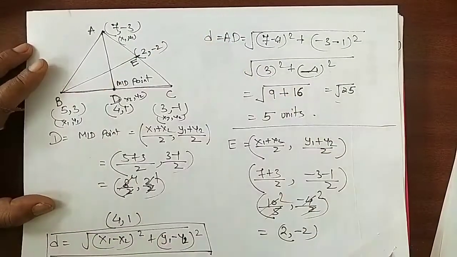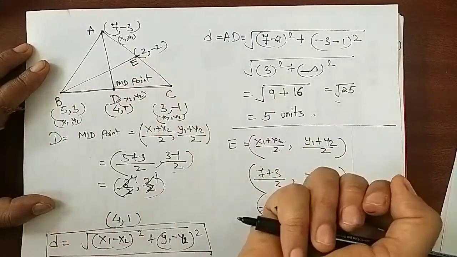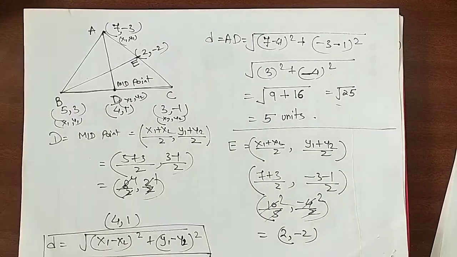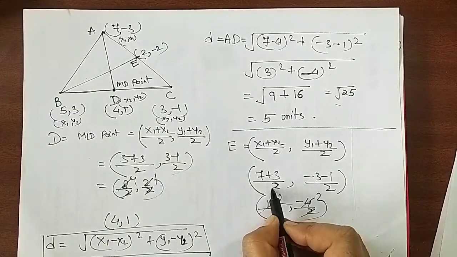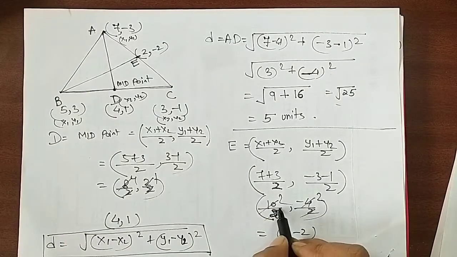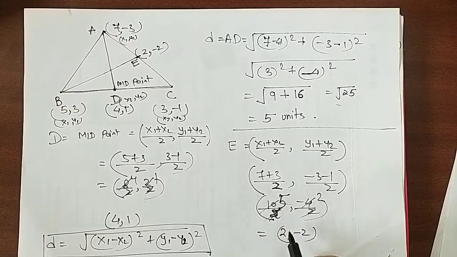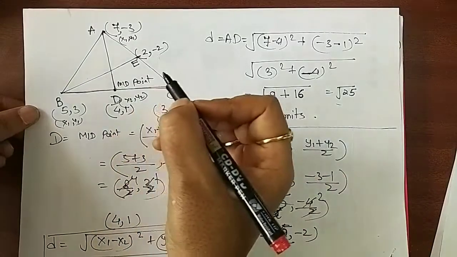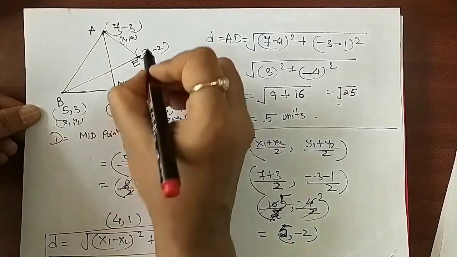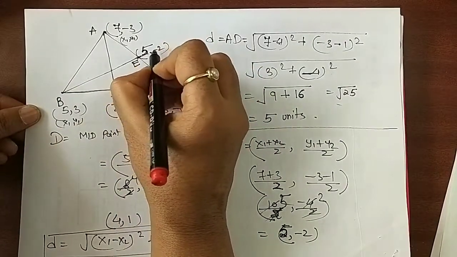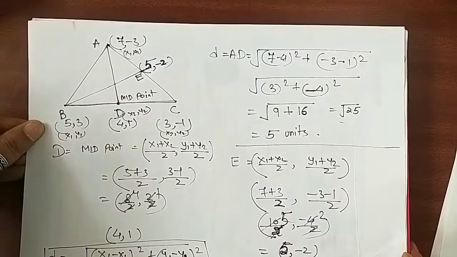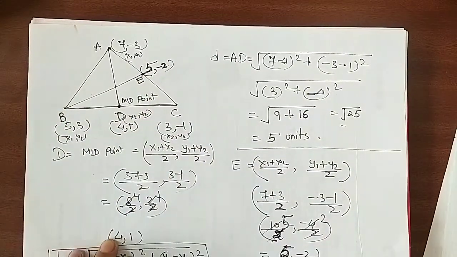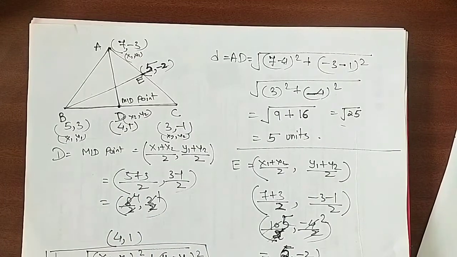Let me write down. So 10 by 2 is 5, so this point will be 5 comma minus 2. Let me write down the E point, 5 comma minus 2. So this is what I got. Now what will be the distance? Let me find out the distance, guys.